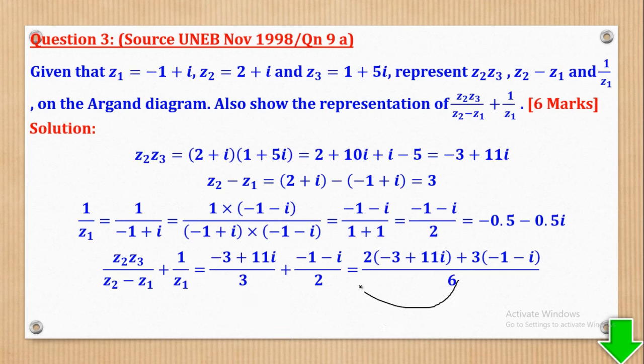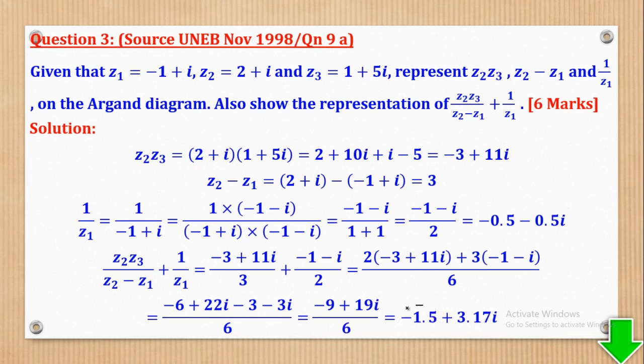Then also 6 divided by 2 is 3. 3 times this gives you this part. So next is to open brackets and collect like terms, then come up with the complex number. So now I've got all these complex numbers. I've got this, and this in terms of a plus bi. Therefore, I can now represent them on the Argand diagram.